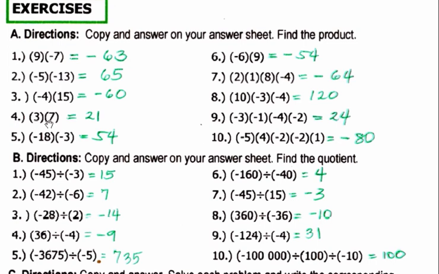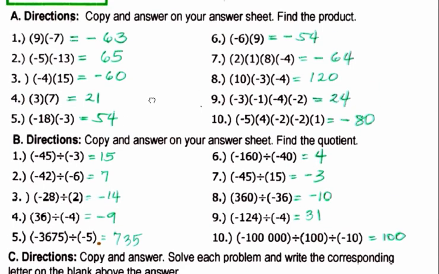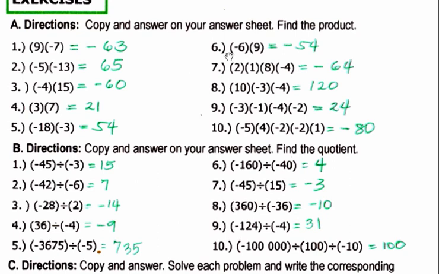Then 3 times 27, both are positive. So we have 3 times 7 is 21, positive 21. Negative 18 times negative 3, that is positive 54. Negative 6 times 9, that's negative 54. 2 times 1 times 8 times negative 4. How many negatives do we have here? Only 1 negative and 3 positive, so we have negative 64 as the answer.